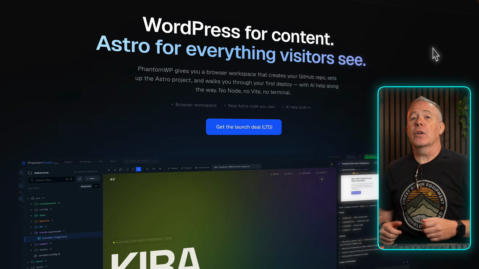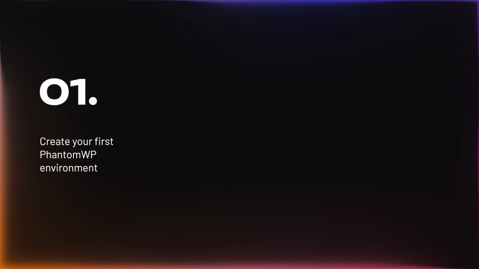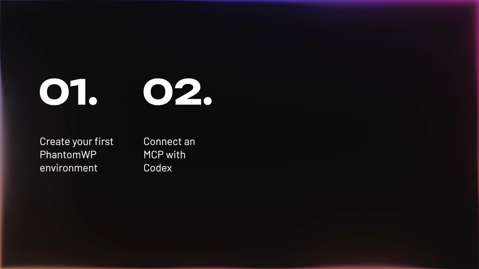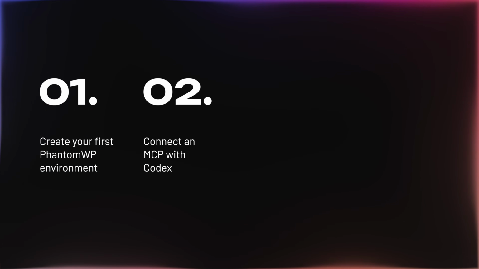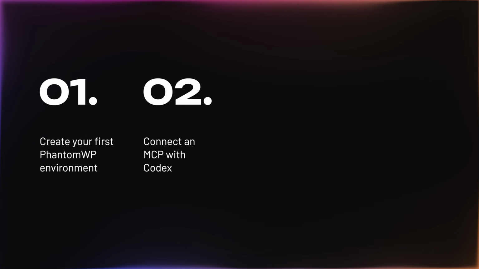So we're going to see in this video how to create your first environment with PhantomWP. We're going to see then how we can connect up an MCP. In my example, we're going to use Codex, but you can use Claude, or you can use an API to connect directly into the PhantomWP editor itself.